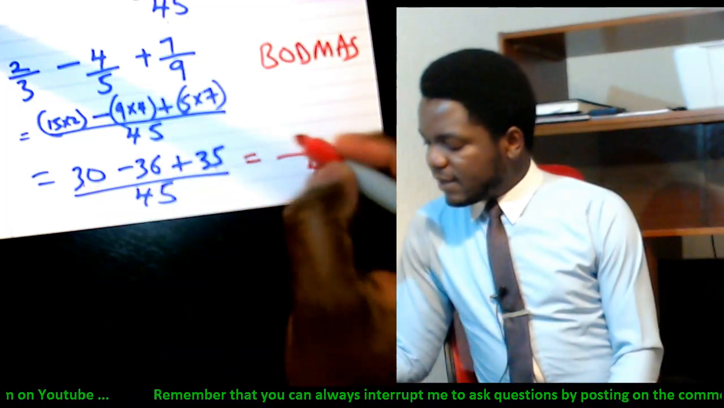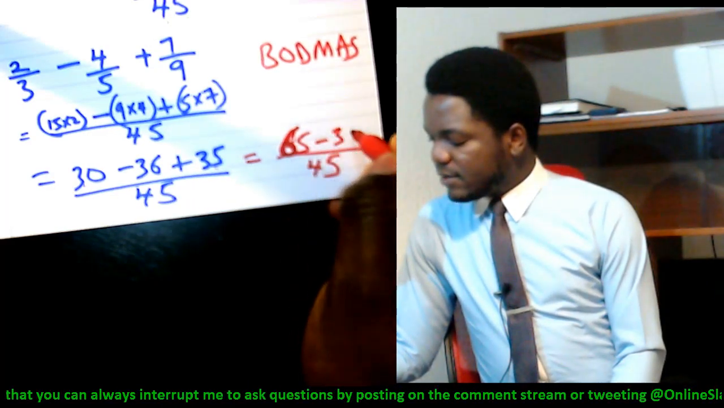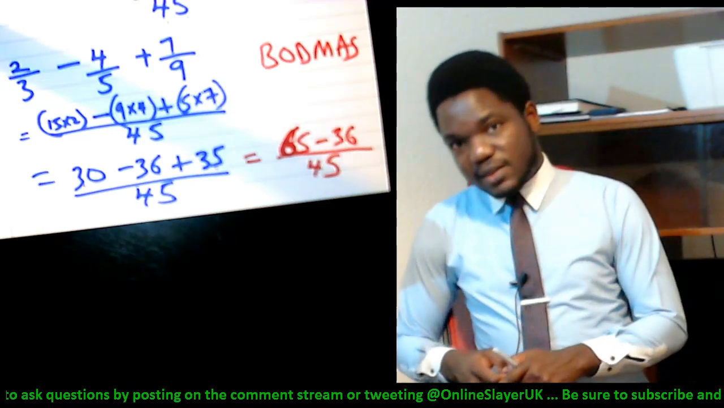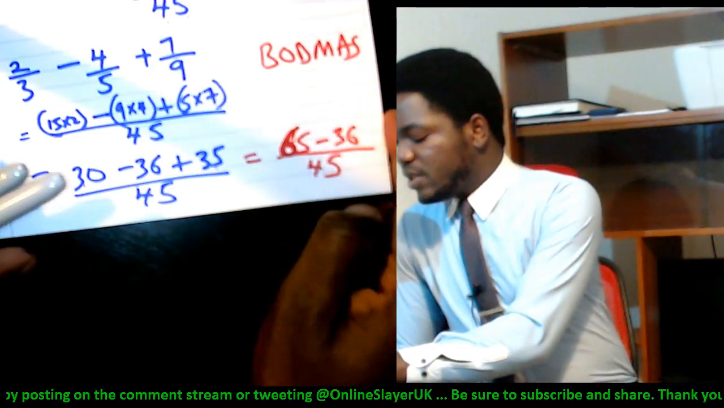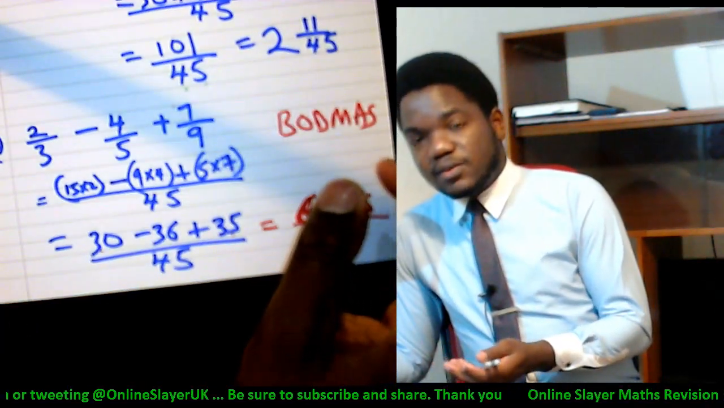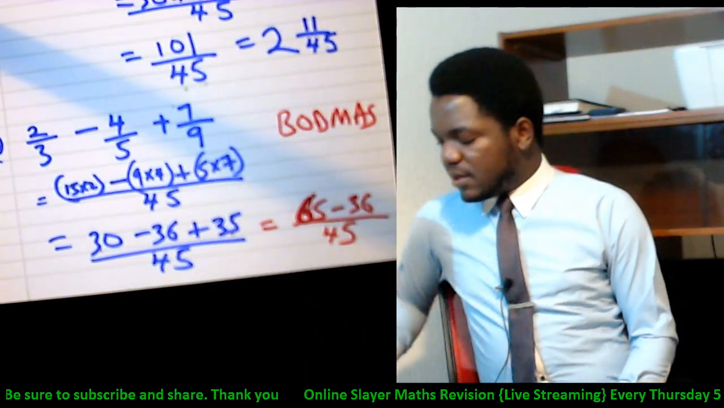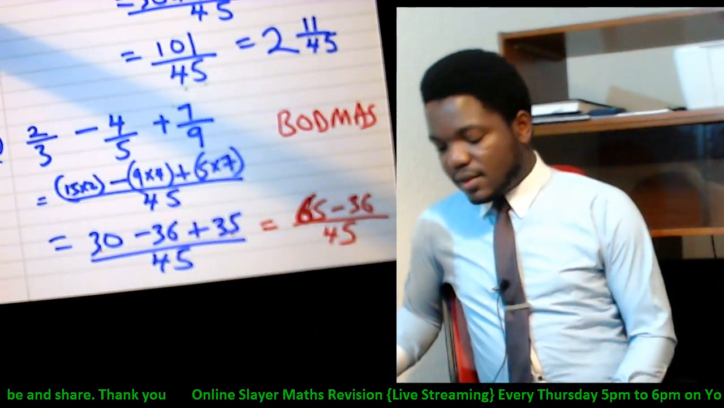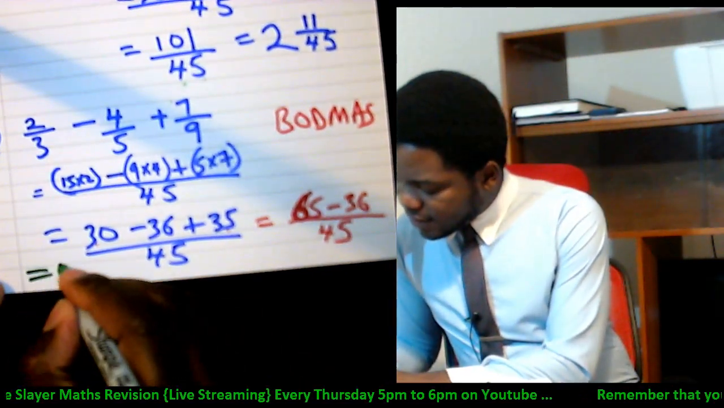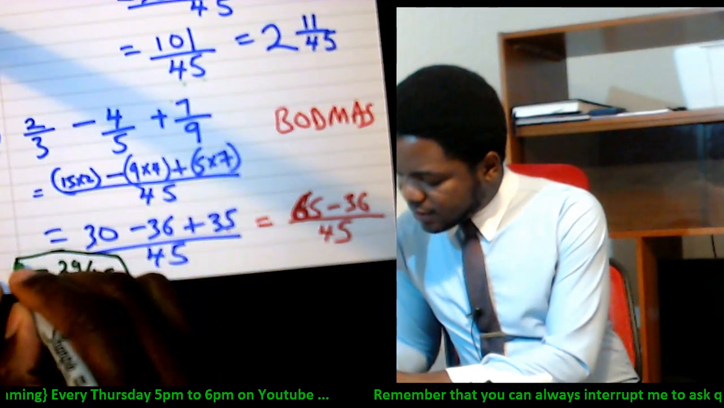30 plus 35 is 65. So you've got 65 minus 36. Now, when you take away 36 from 65, which is one of those subtraction problems we looked at last week, 65 minus 36 is basically just going to give you 29. So you've got 29 over 45. So the answer here is 29 over 45, and that is your answer.